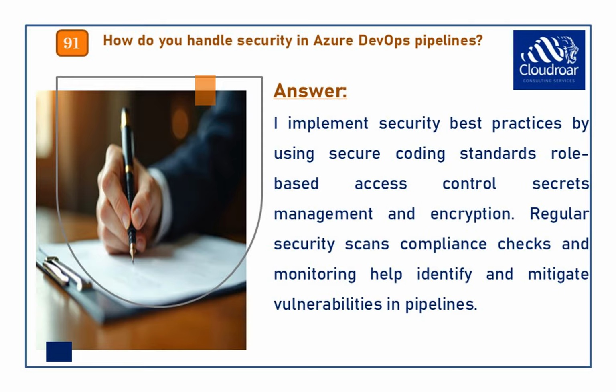Question 91. How do you handle security in Azure DevOps pipelines? I implement security best practices by using secure coding standards, role-based access control, secrets management, and encryption. Regular security scans, compliance checks, and monitoring help identify and mitigate vulnerabilities in pipelines.